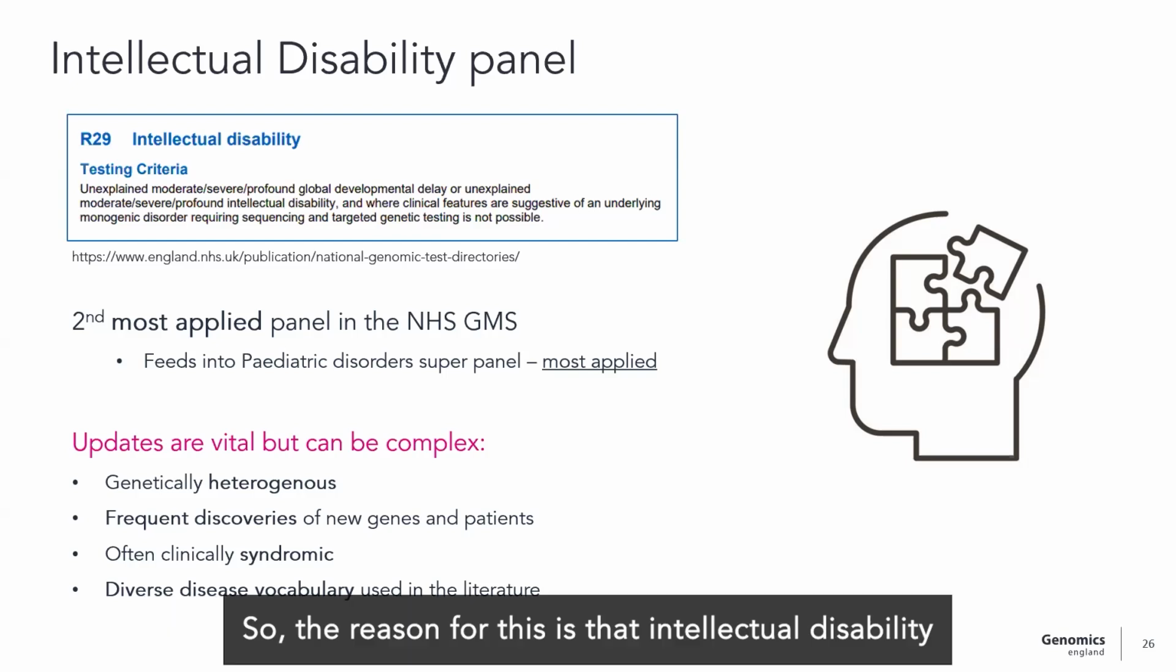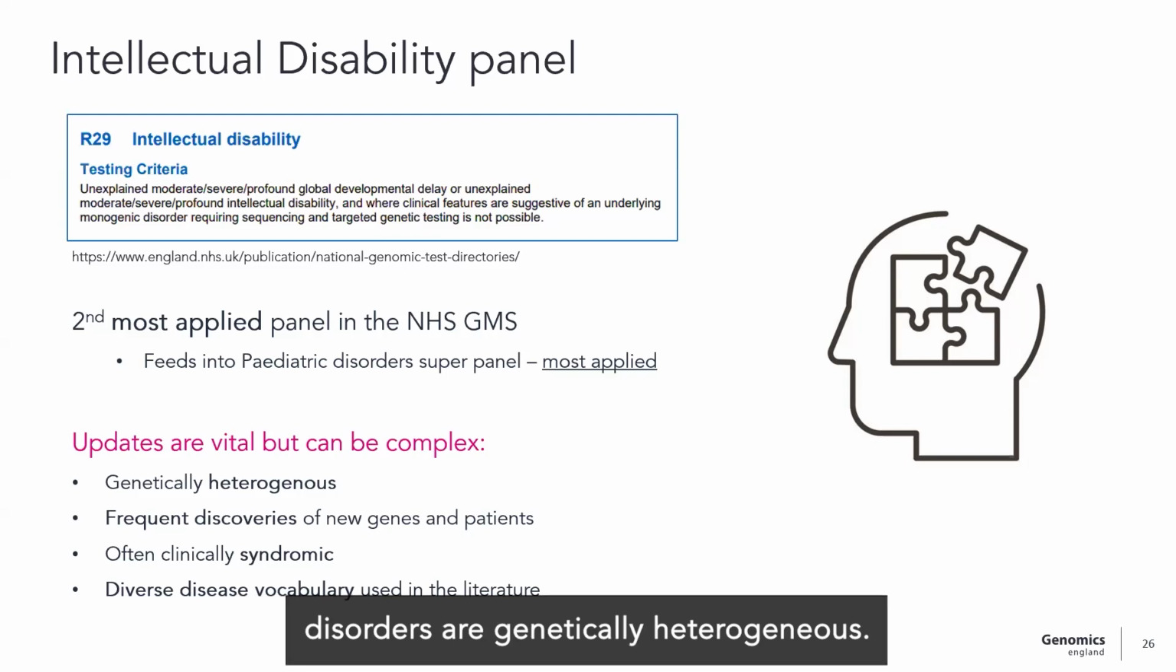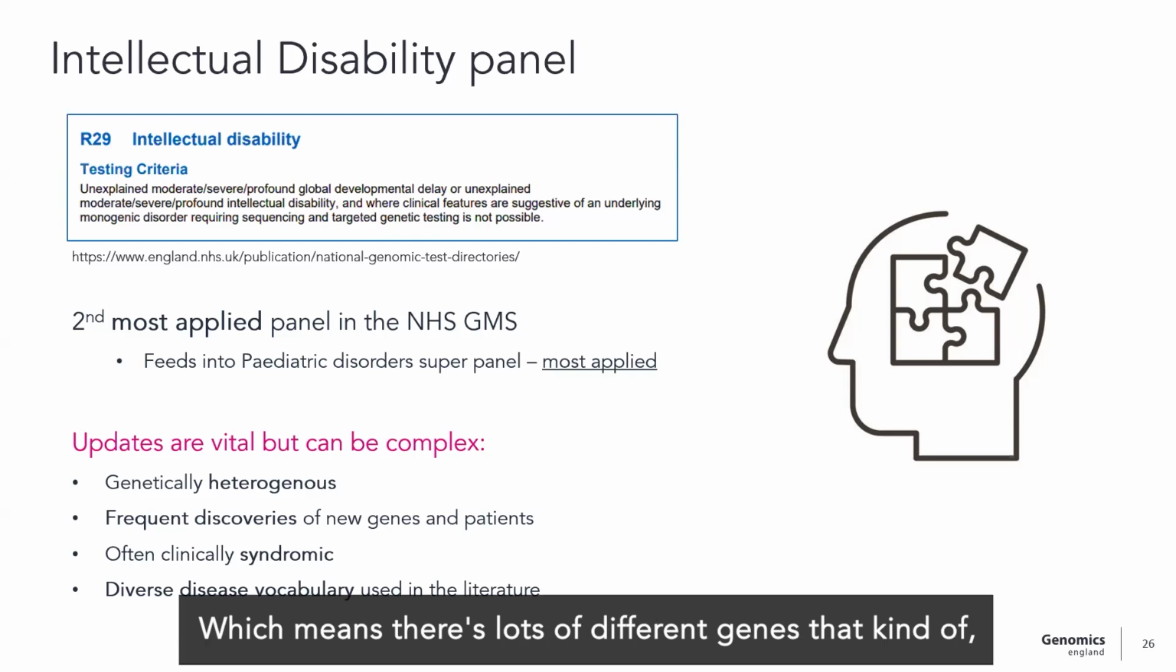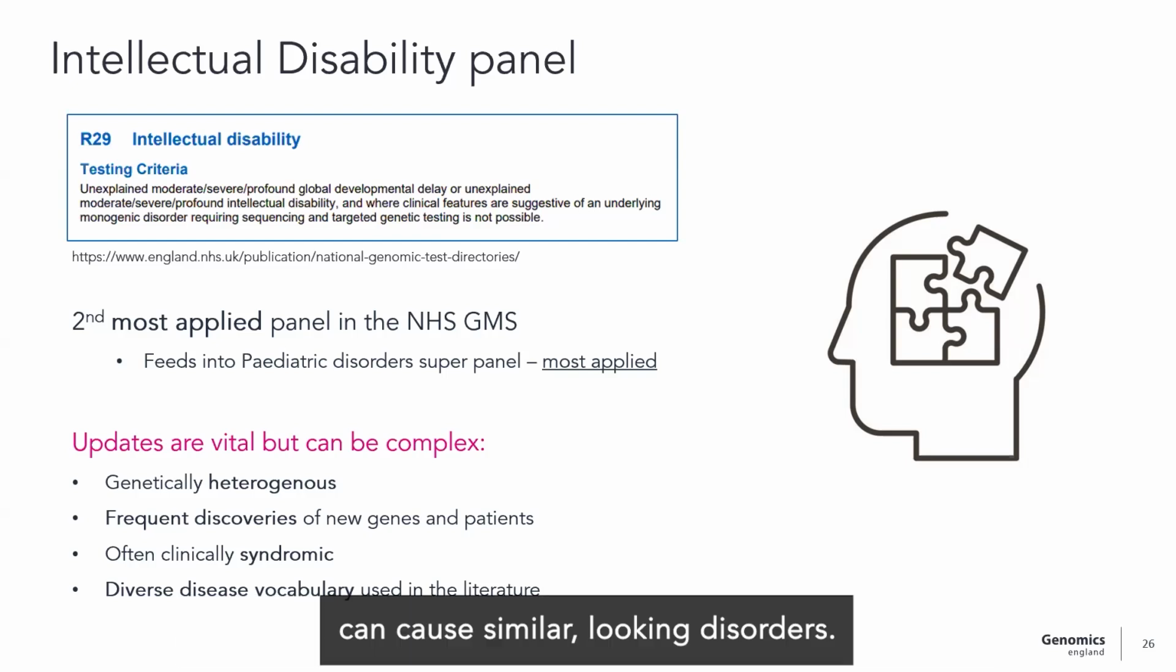The reason for this is that intellectual disability disorders are genetically heterogeneous, which means there are lots of different genes that can cause similar looking disorders.